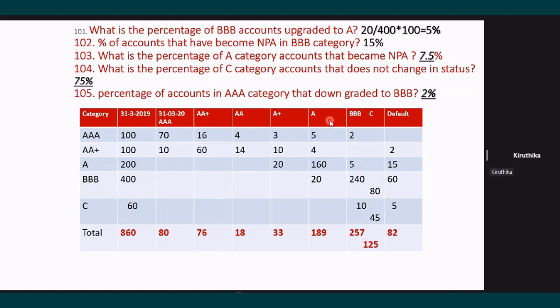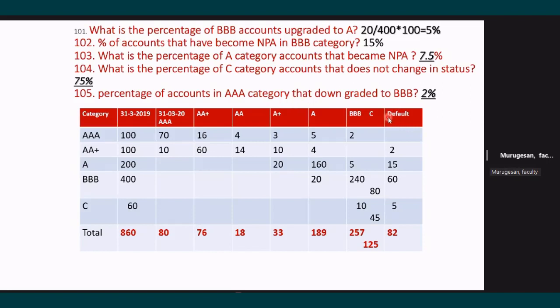Actually, sir, I have one doubt. For the percentage of accounts in the AAA category that downgraded, only downgraded is mentioned, not to BBB or any particular grade. Okay, you are correct. If it is in the C category, only one downgrading is possible. But in AA, there are several grades, so in which scale the downgrade happens, they will tell specifically.